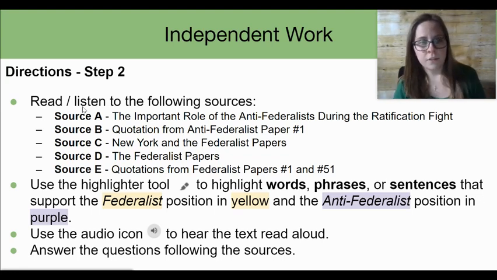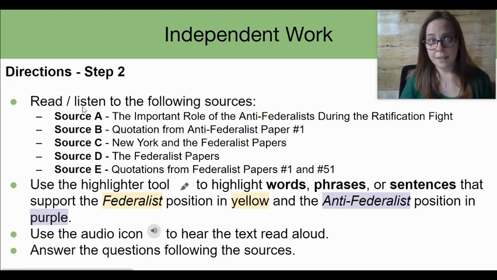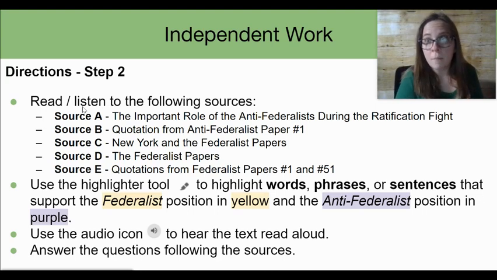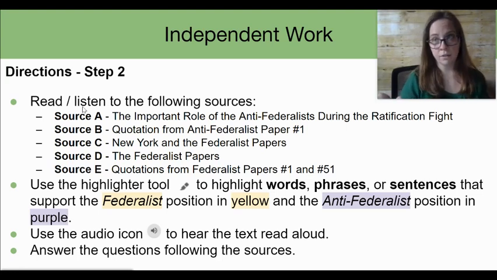So first things first, we have to look at sources A, B, C, D, and E. We're going to read them or we could listen to them by pressing the audio button. And then we're going to use the highlighter tool to highlight words, phrases, or sentences that support the Federalist position in yellow and the Anti-Federalist position in purple. Finally, we're going to answer the questions at the end of these slides. So let's look at it together.